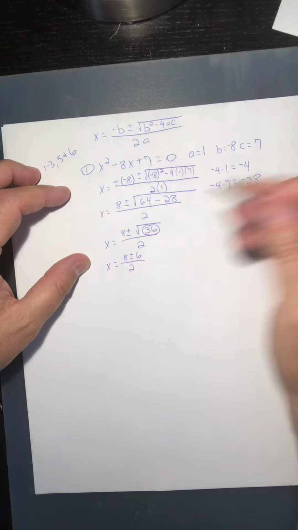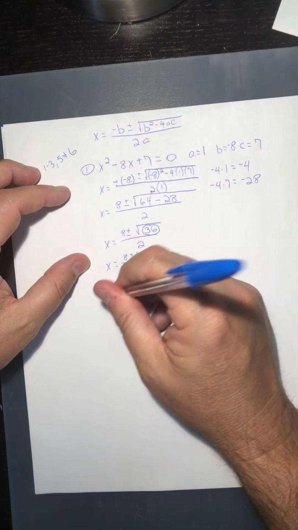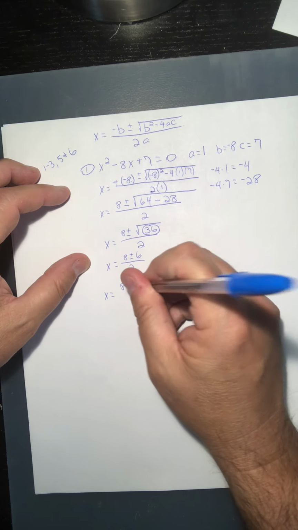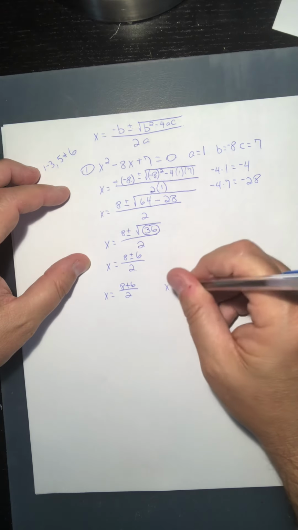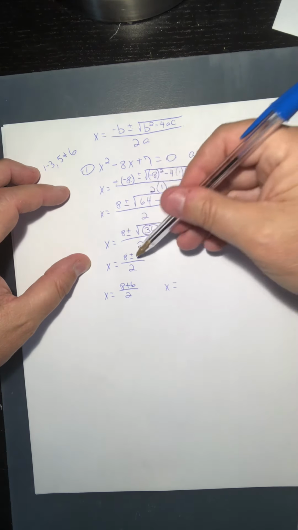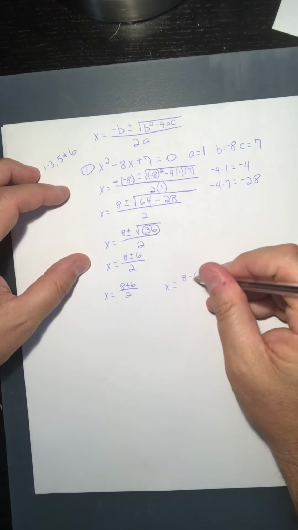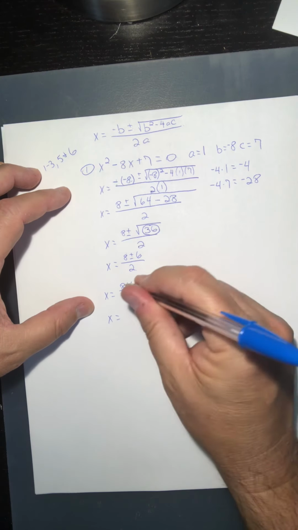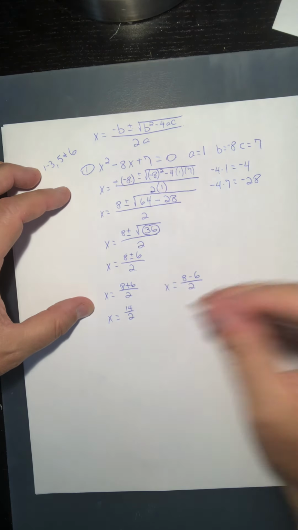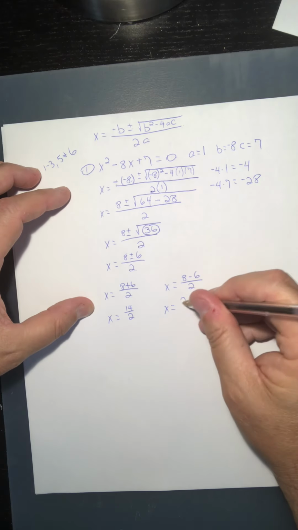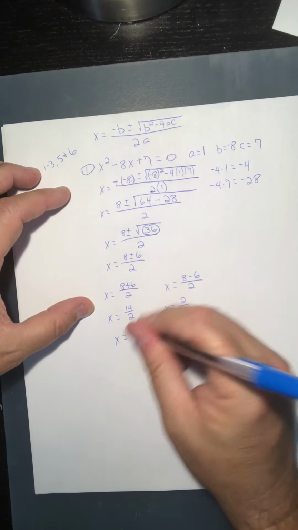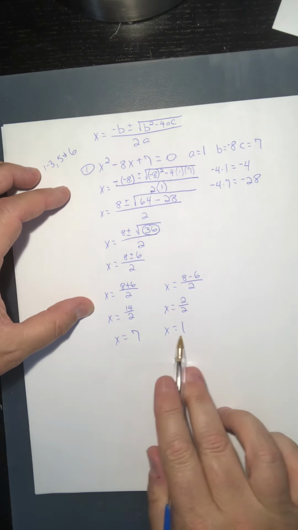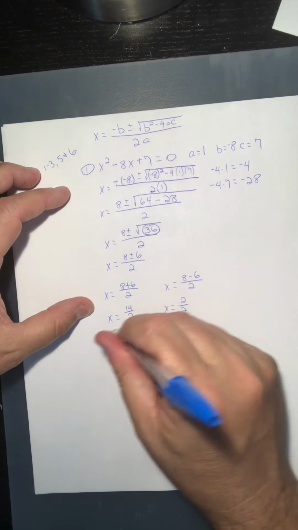Now we're ready to deal with this plus or minus. So I really have 2 equations here. The first one I have is 8 plus 6 over 2. And the second one I have is 8 minus 6 over 2. Well, 8 plus 6 is 14, still over 2. 8 minus 6 is 2, still over 2. 14 divided by 2 is 7. 2 divided by 2 is 1. I've got 2 answers. I knew I should have gotten 2 real answers.